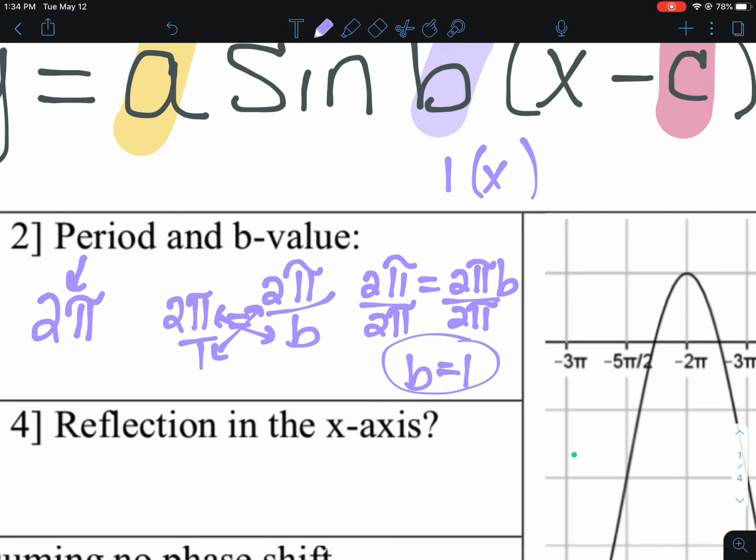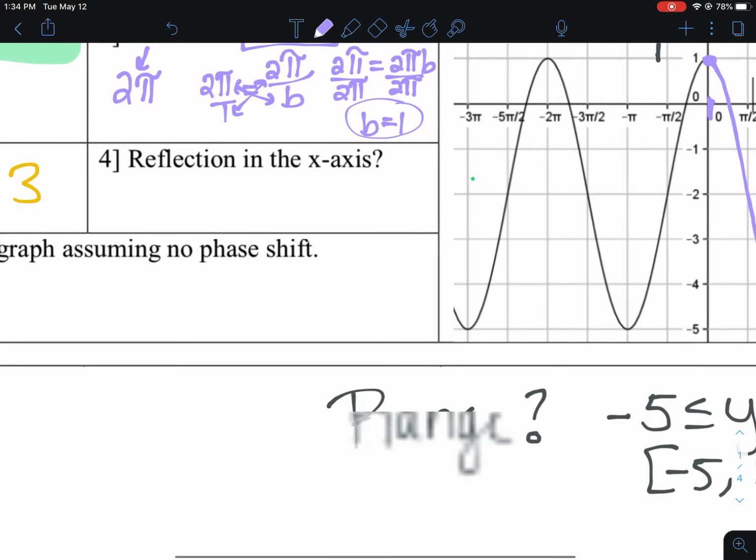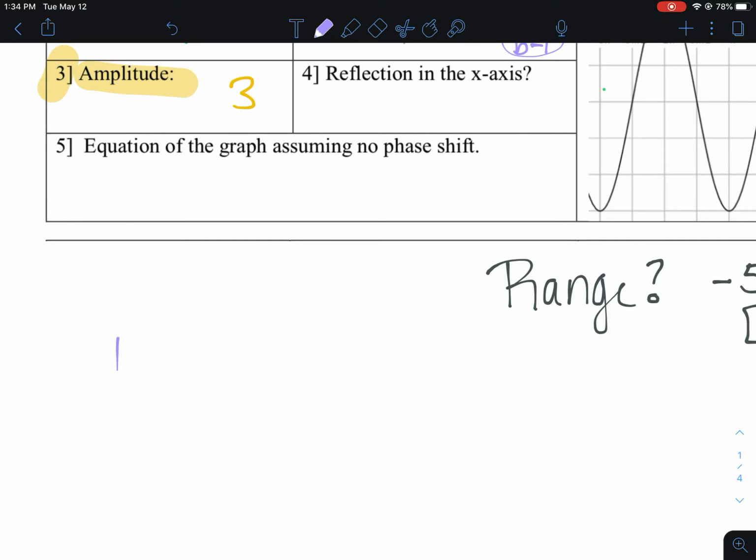So we know that when there's a 1 in front of the x, or when we don't see anything, our period is 2 pi. So we had to reverse that a little bit here. So the b value is equal to 1.